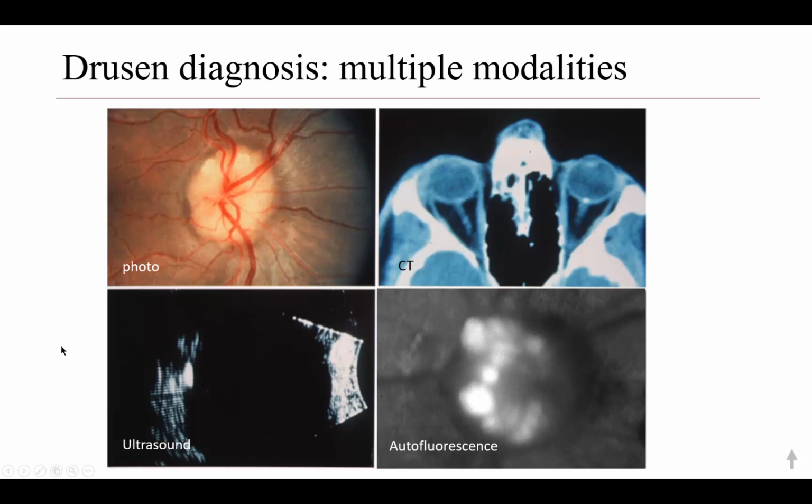Now, there are multiple modalities that can help in identifying patients with buried drusen. You can see these drusen because they're calcified on the CAT scan, but that's not a very practical way of seeking drusen. Autofluorescence isn't bad, but these can also miss deep buried drusen. In the past, the ultrasound was the gold standard.